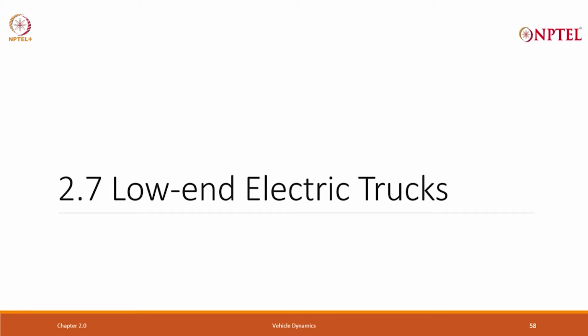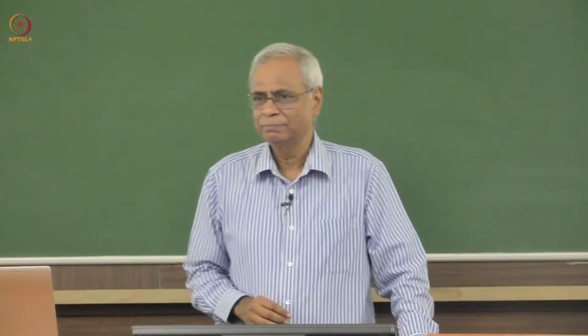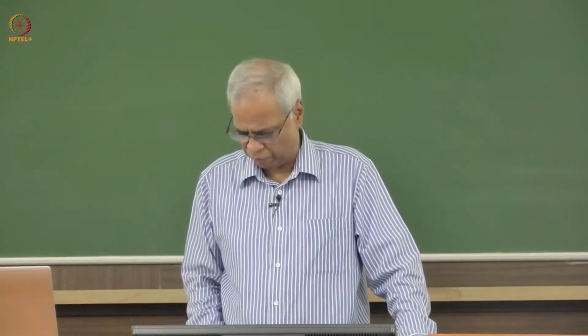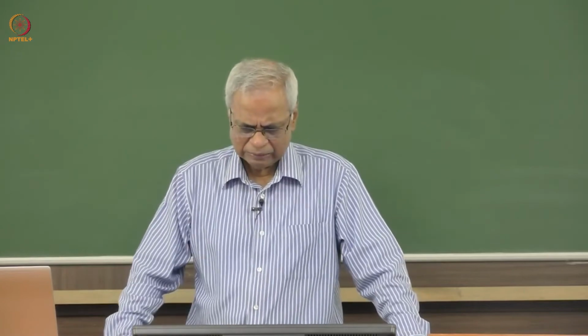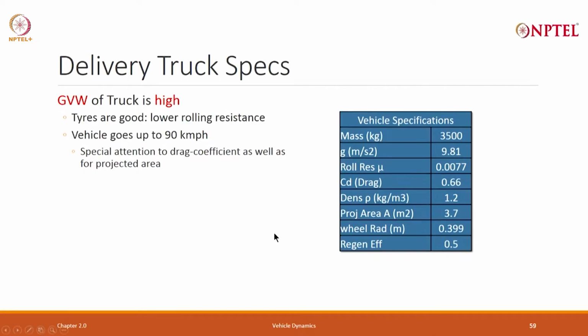I will once again now take up one more thing, a low end electric truck, very similar to what we have done, except the requirements now will change. Fortunately, the GVW, the gross vehicle weight, is very high. You are talking about 3,500 kg. Remember that for a 4-wheeler we took 1400 kg. And this is a low end truck. This is not a high end truck with the material.